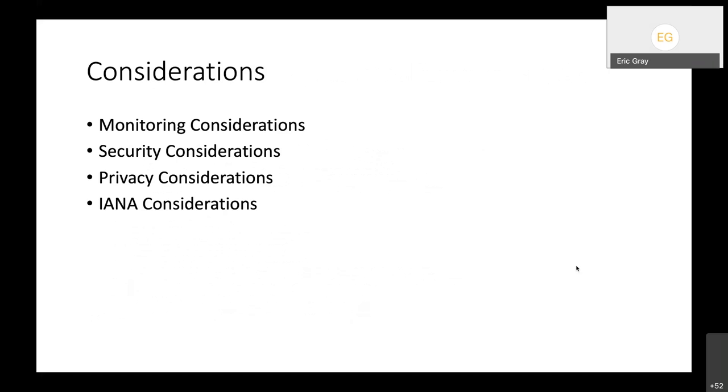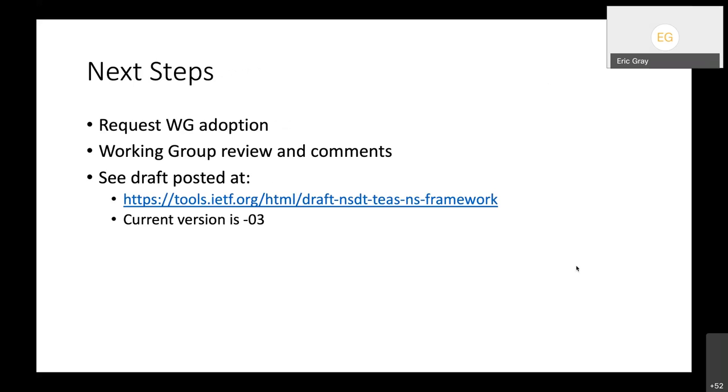Okay, then there's a section on considerations, which, among other things, incorporates the boilerplate required considerations like security and IANA, and now privacy. And then it also has the monitoring considerations, which is close to management considerations that has been included in a lot of drafts and RFCs. And so it's just lumped together in one consideration section with subheadings.